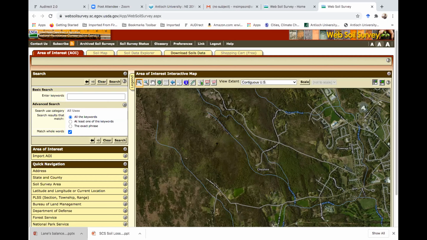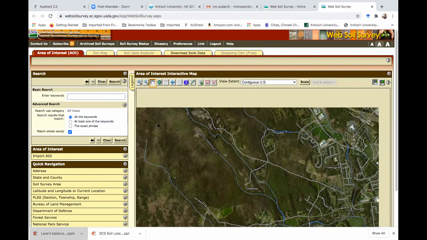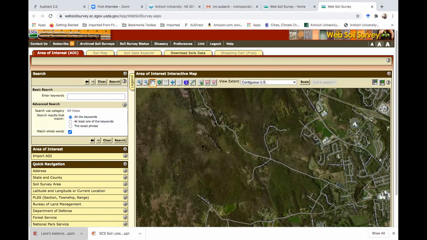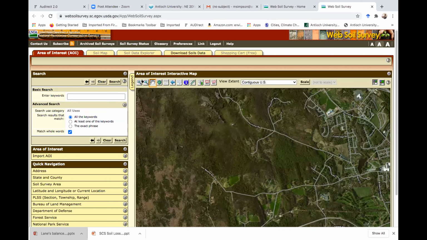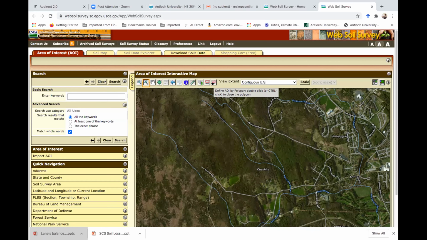And so what I want to do is to create a soil profile. I'm just centering it a little better. Okay, there we go. So over here, there's two things that are called AOI. Does everyone see that? AOI means area of interest. One creates a rectangle, one creates your own form, okay? So the one you want to do to create the polygon is the one that looks like a polygon and not like a rectangle, okay?